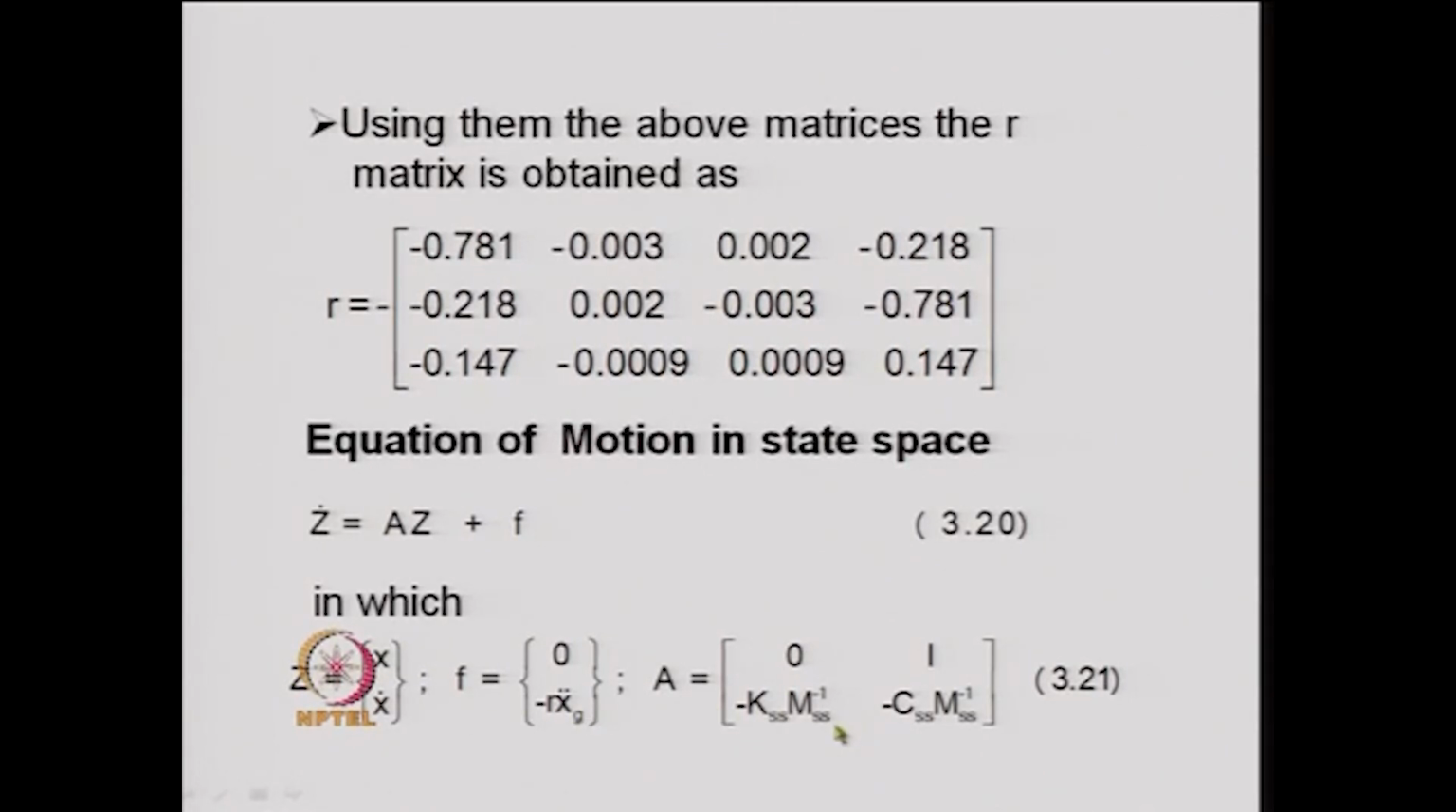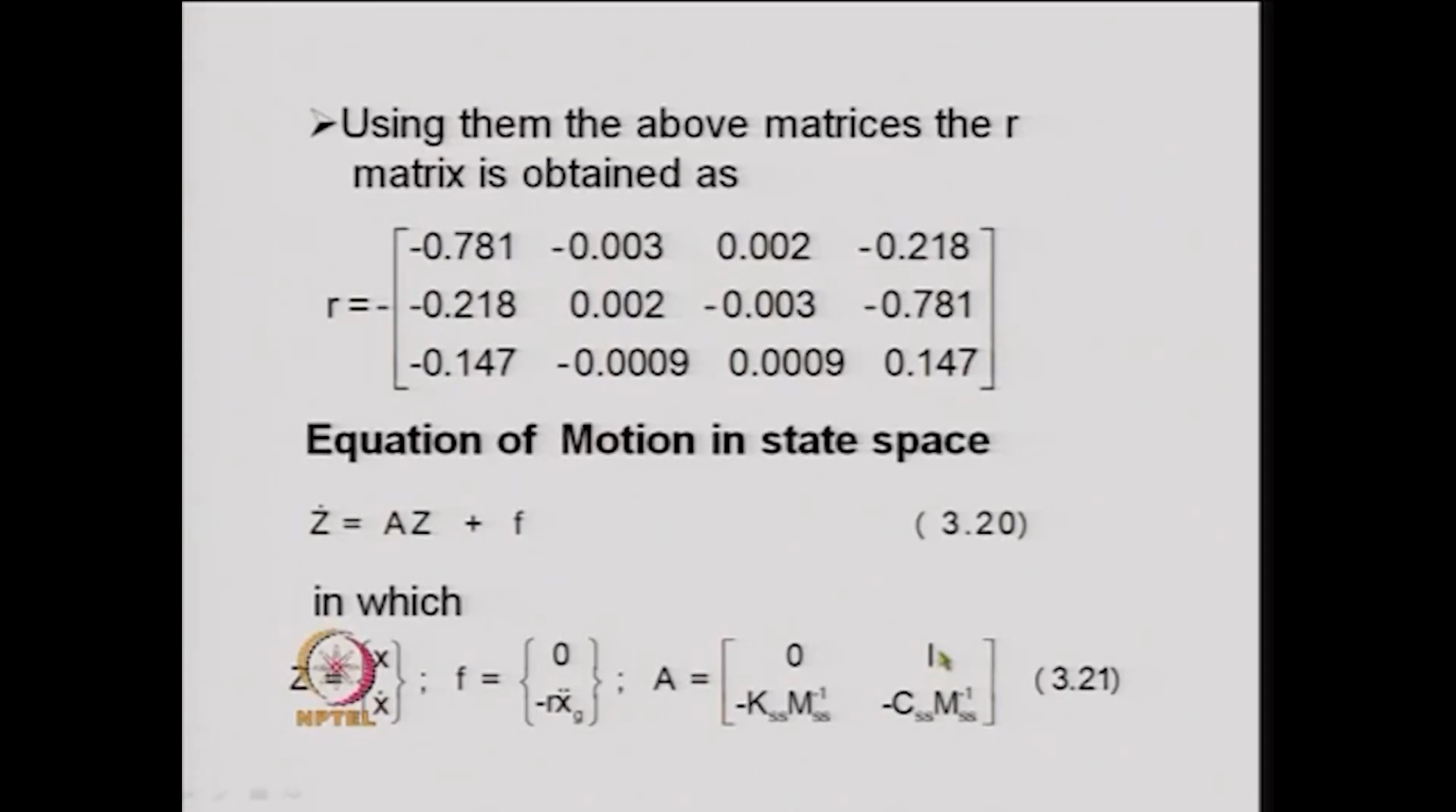Only difference here will be that in the previous case for the single degree freedom system we had got minus k by m and minus c by m. These were the terms which were written. Now, in place of that we have minus KSS into MSS inverse. So, this term becomes this. Similarly, the c by m term becomes CSS into MSS inverse. And this one becomes, instead of 1, it becomes I.